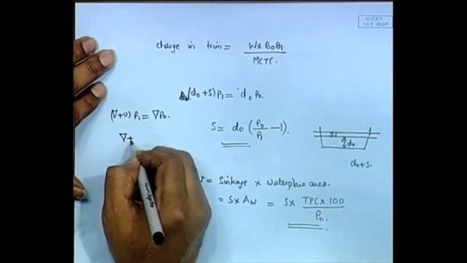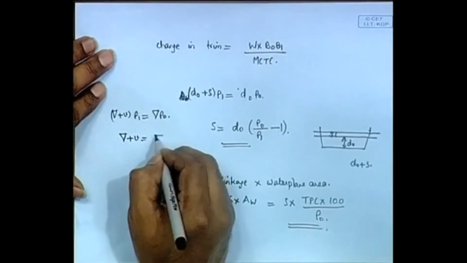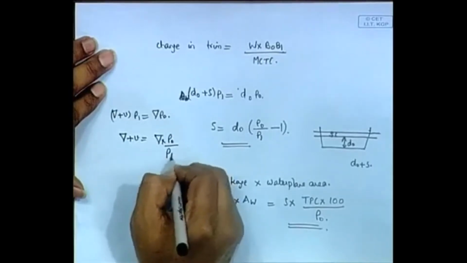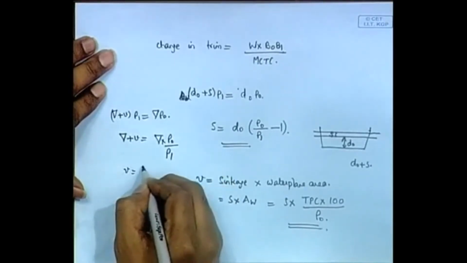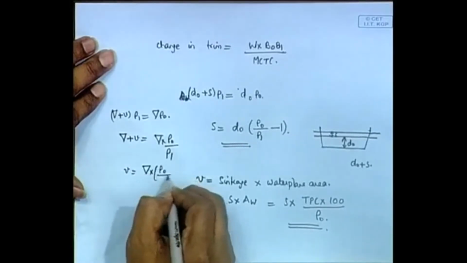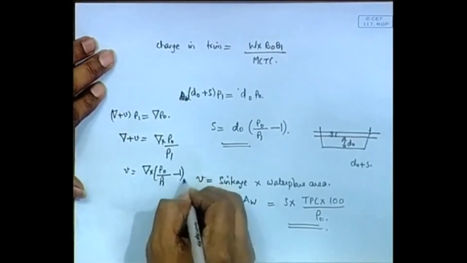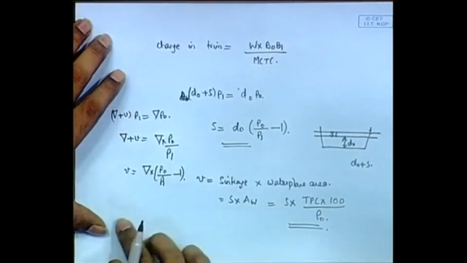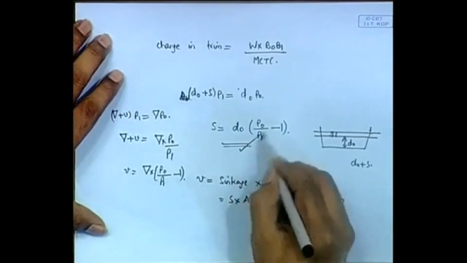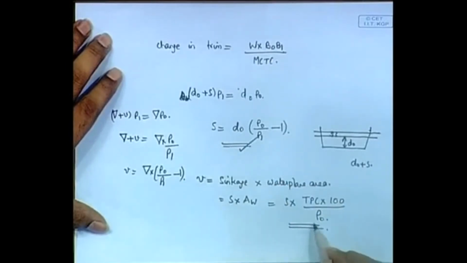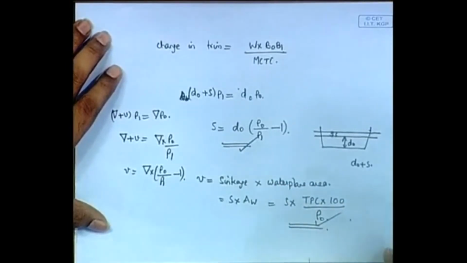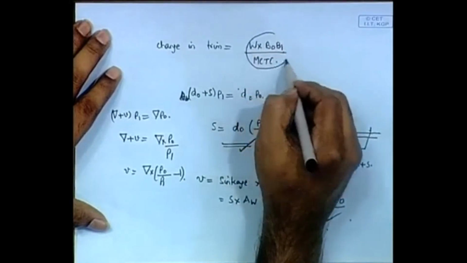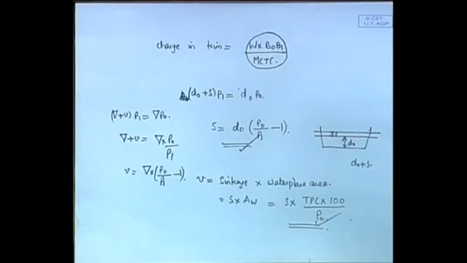So del plus V is equal to del into rho 0 by rho 1, or V equals del into rho 0 by rho 1 minus 1. So we are having a couple of formulas, and we will need this for a few problems. This is very important. W into B0 B1 by MCTC is the change in trim.